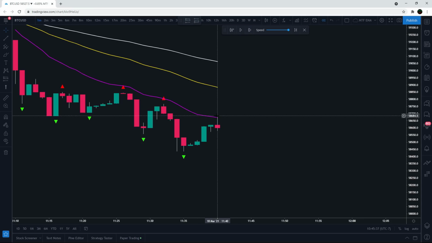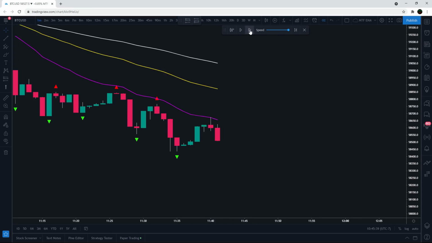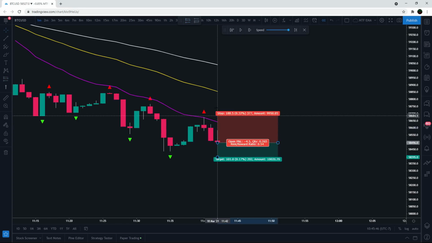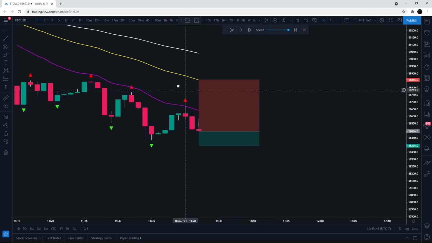So we see the pullback into the EMA. So we're just waiting for our fractal. We get it. So we're going to enter a short position on this candle right here and place our stop to the 50-period exponential moving average.